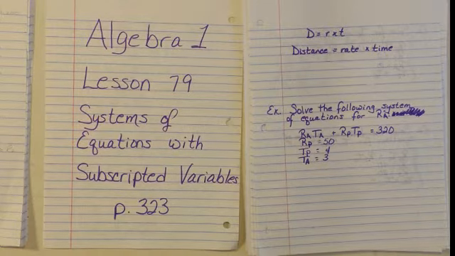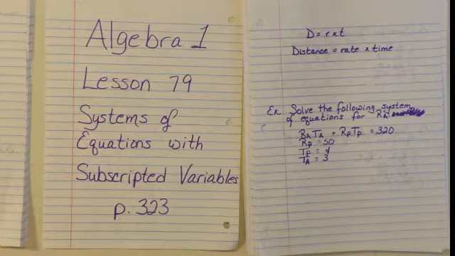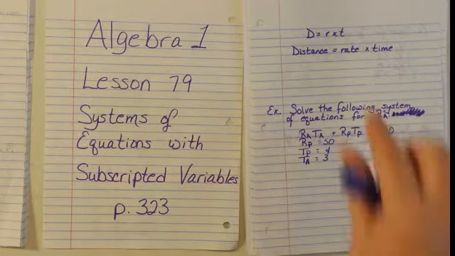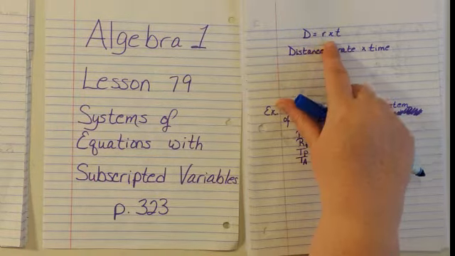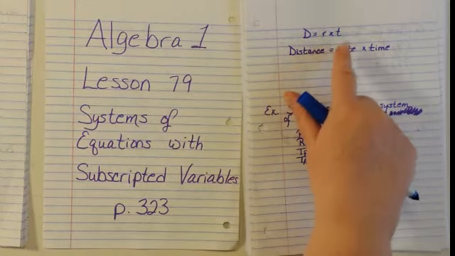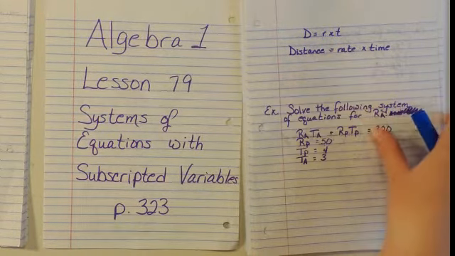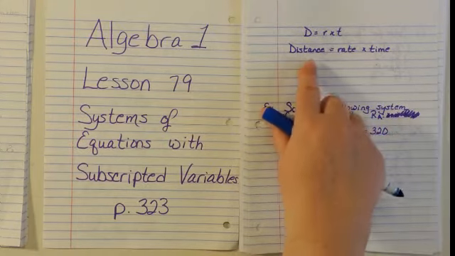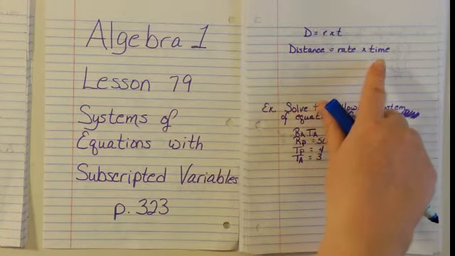Coming soon to an algebra lesson near you, you will be solving systems of equations dealing with distance, rate, and time. Distance equals rate times time. You need to remember this. You are actually going to use this formula in real life. I promise. Okay, so distance equals rate times time.